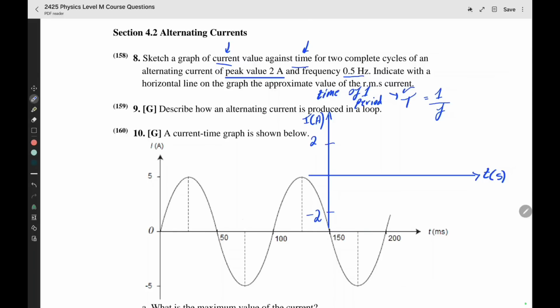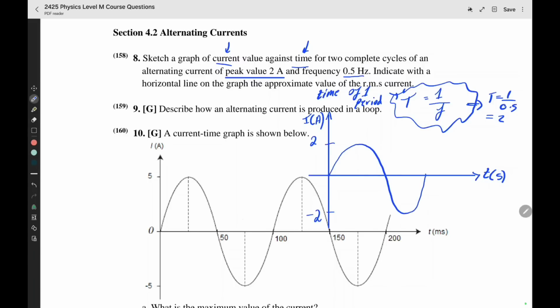This is a very, very, very important formula if you're doing IGCSE physics, and just moving on in general in physics. You need to know this. So obviously in this case T will be equal to 1 over 0.5, which is equal to 2. So here's what you do. You draw your sine graph.